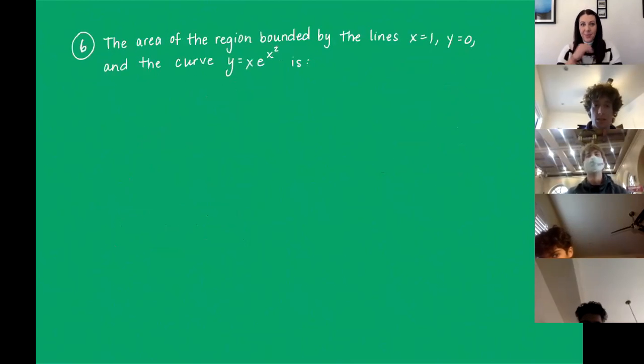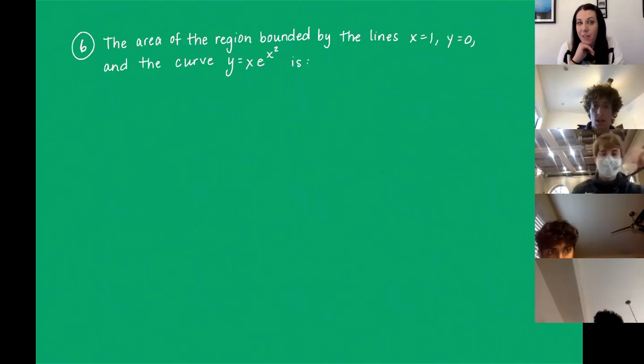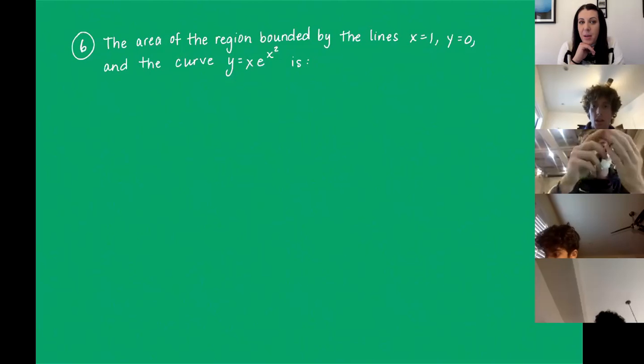Okay, area of the region bounded by the lines x equals 1, y equals 0, and the curve y equals x times e to the x squared is. So we're trying to find the area of the region bounded. Area is just top minus bottom.